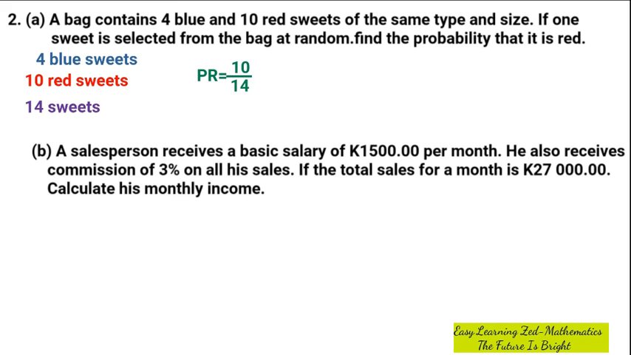Then once we have done this, the next thing we are supposed to look at is to see if this probability can be reduced into its lowest term. However, we have found already the probability. Now it's just a matter of reducing it to its lowest term.